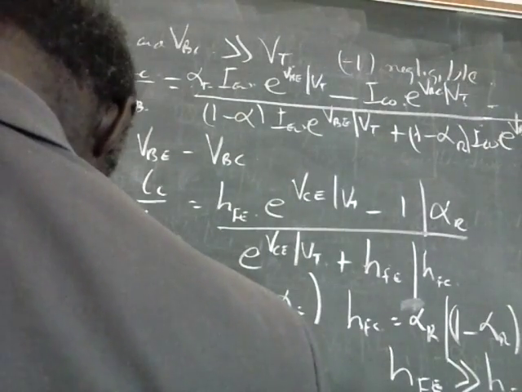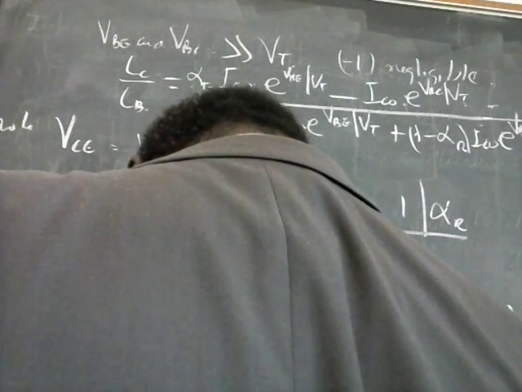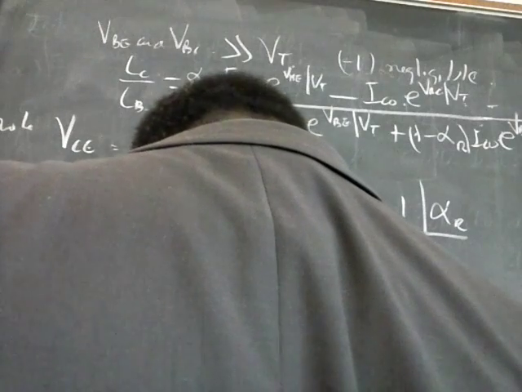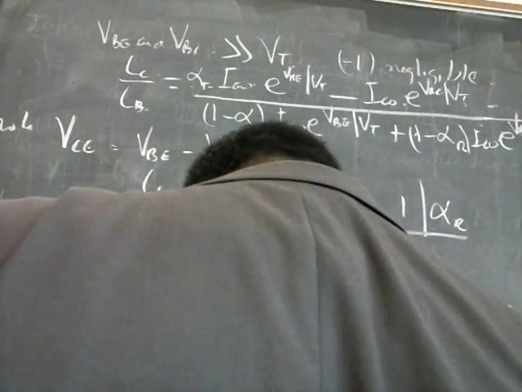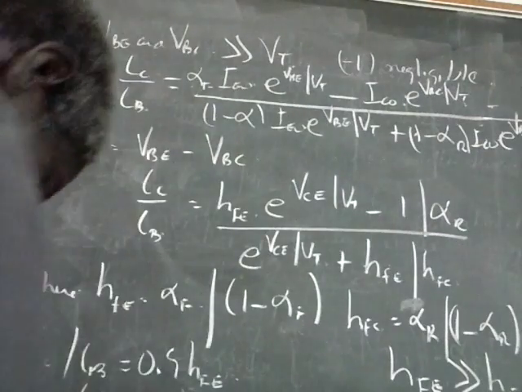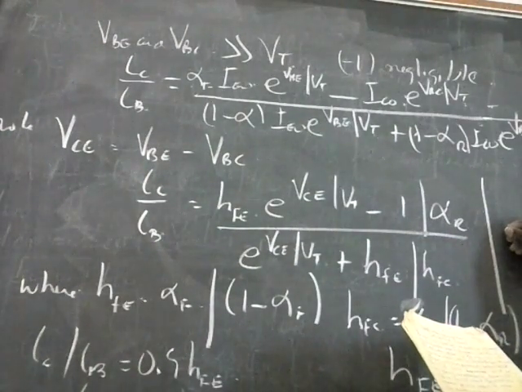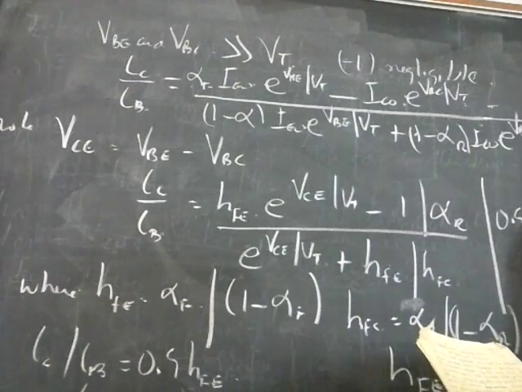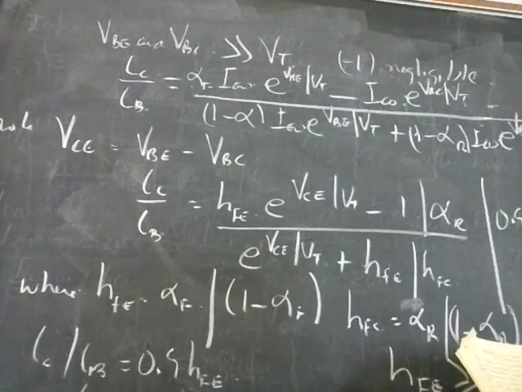That's equal to, we say typically, 0.9 HFE is much greater than 1 plus HFC.